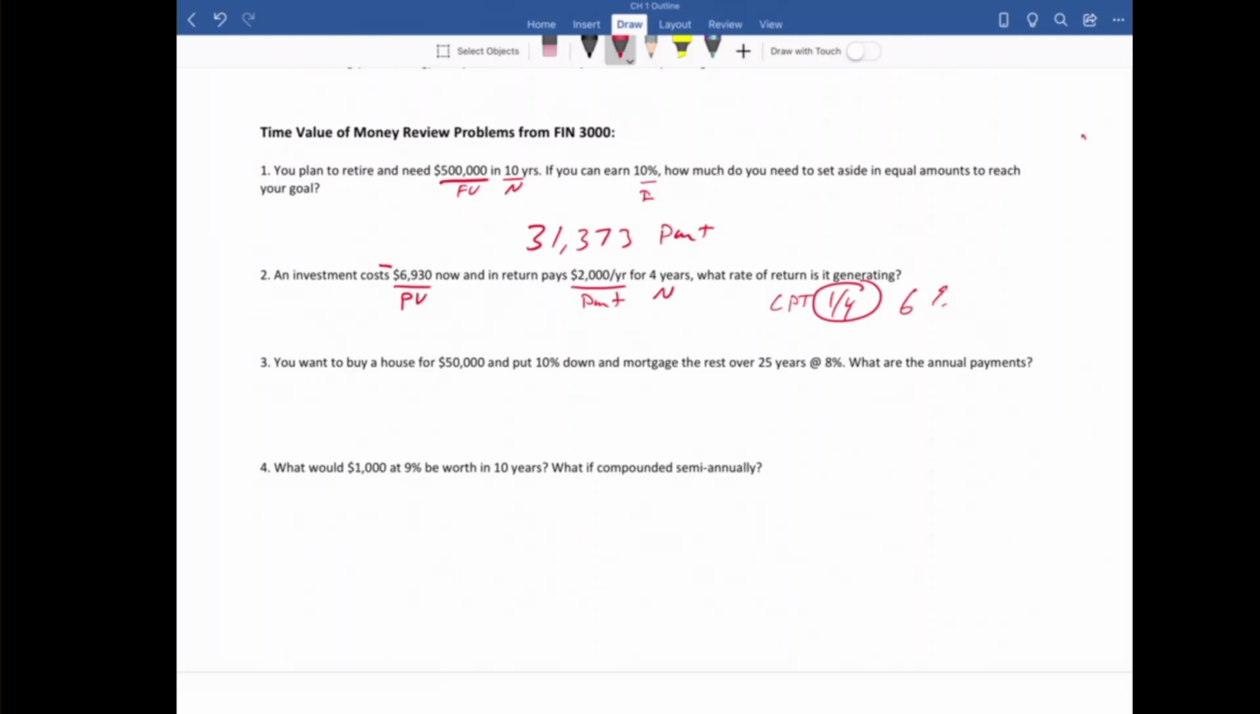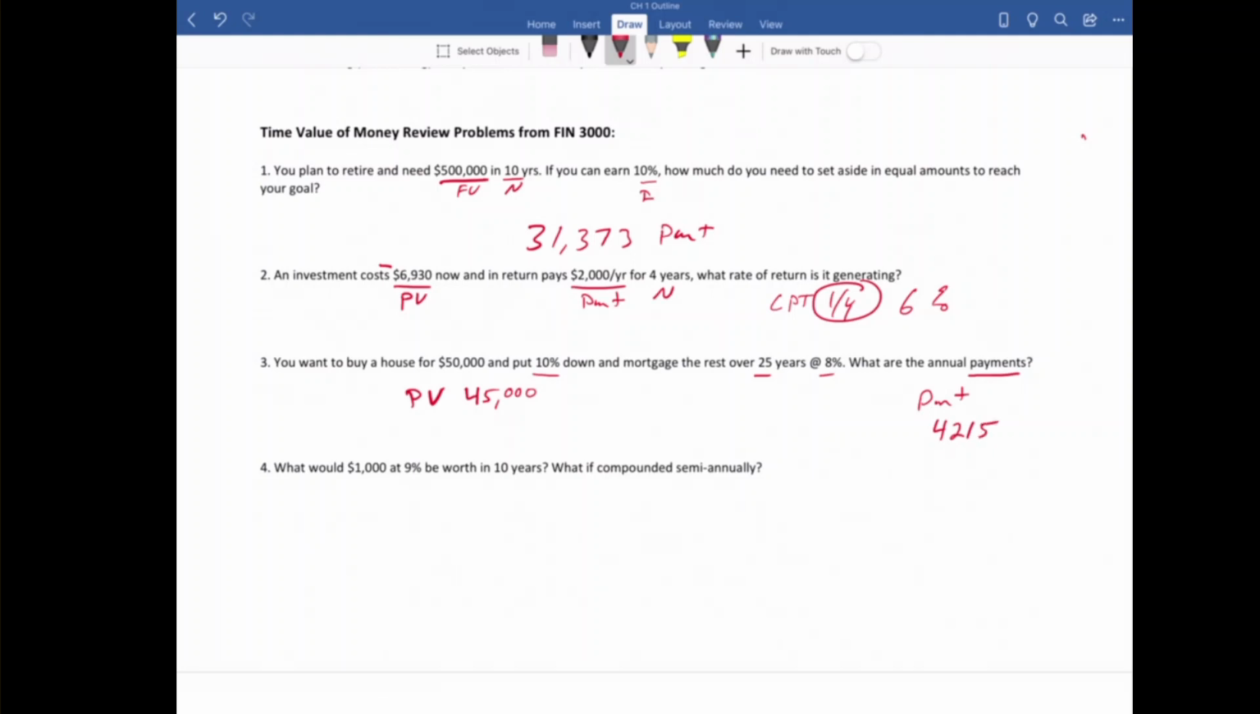You want to buy a house for $50,000 and put 10% down. That means your loan is going to be for $45,000, and you're going to borrow the money today. So that's present value. 25 years is N, 8 is I/Y. What are the payments? So compute payment, and you will get 42.15.